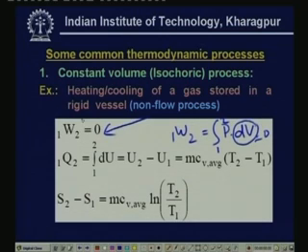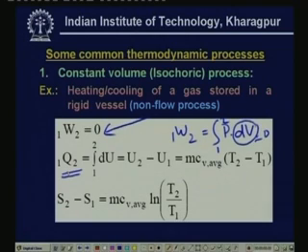So the work transferred in a simple heating and cooling of a gas stored in a rigid vessel is 0, provided we do not have any other modes of work transfer. For example, you do not have any electrical heater or any other magnetic or chemical modes of work transfer. Then we can find the expression for heat transfer during this process using the first law of thermodynamics for a non-flow process.